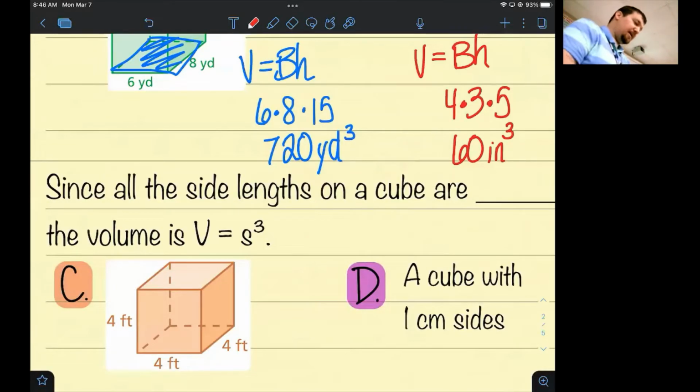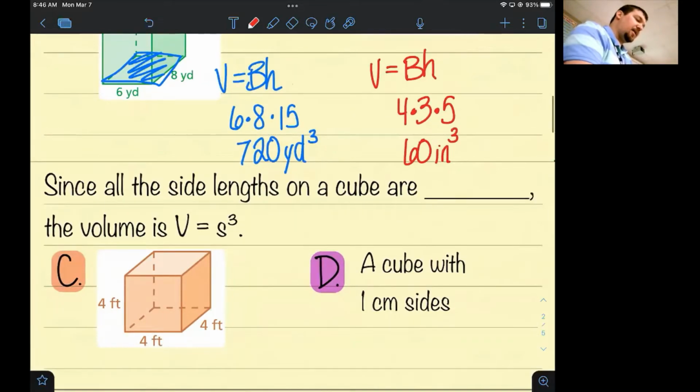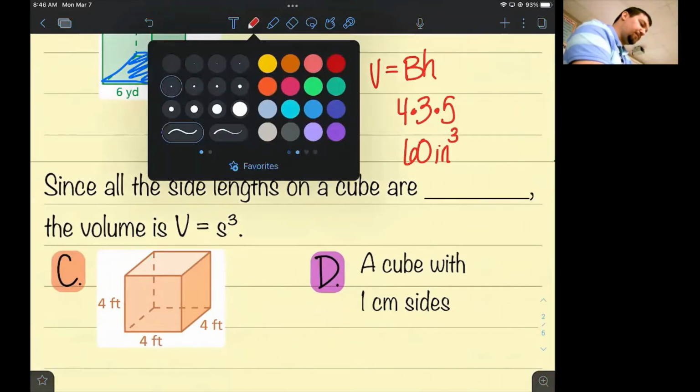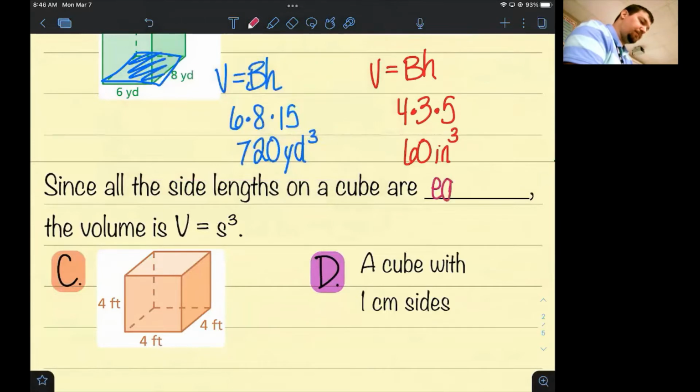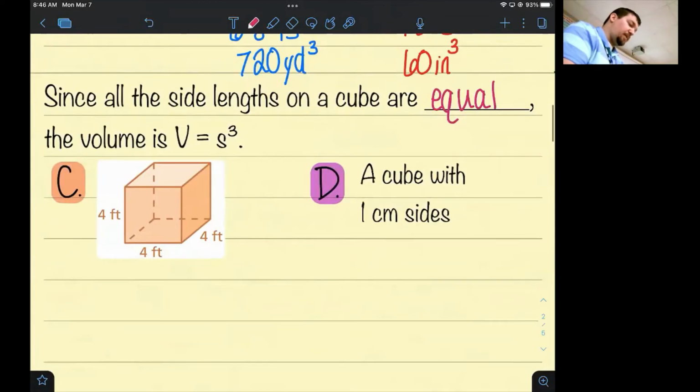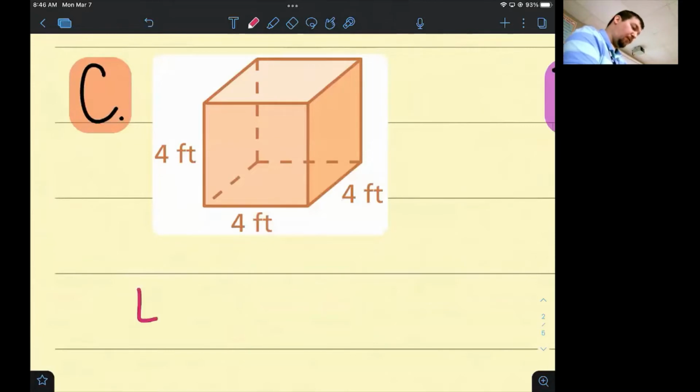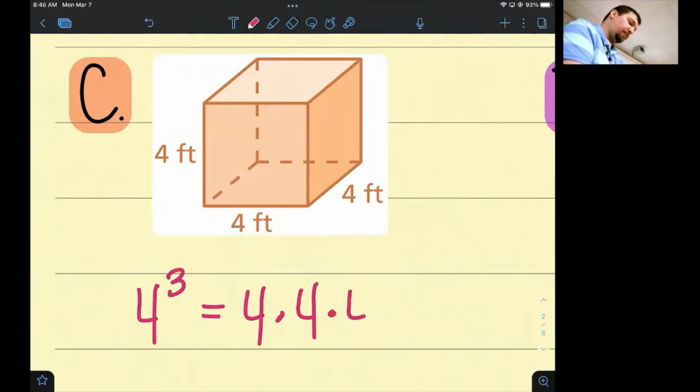It's a cube. Since all the side lengths on a cube are equal, the volume of a cube could just be s cubed, or s times s times s, side times side times side, because the length, width, and height are all the same. So if you saw me write for the volume of a cube 4 to the power of 3, you would know that that means 4 times 4 times 4.